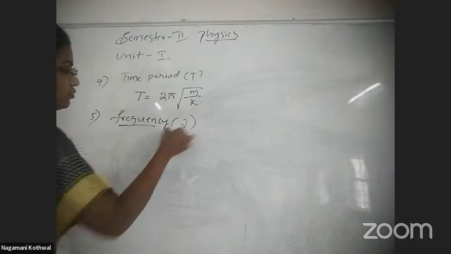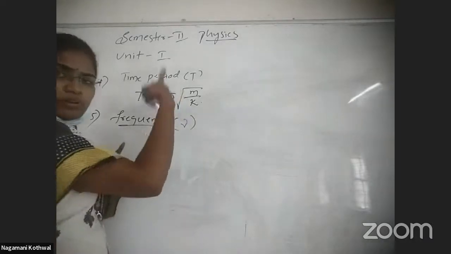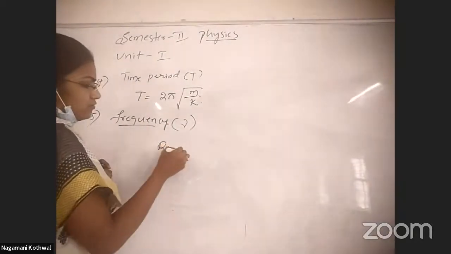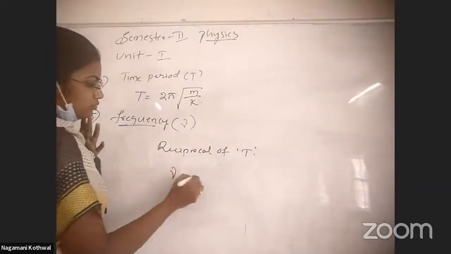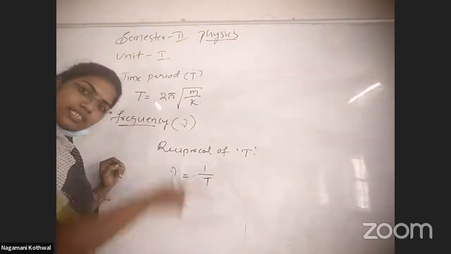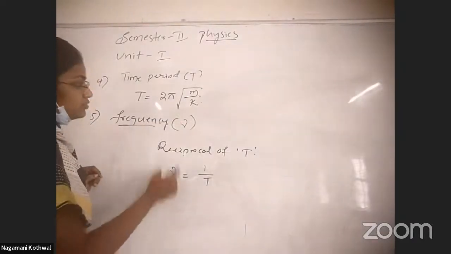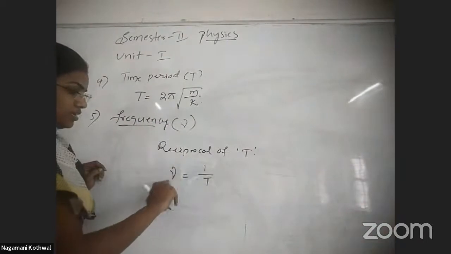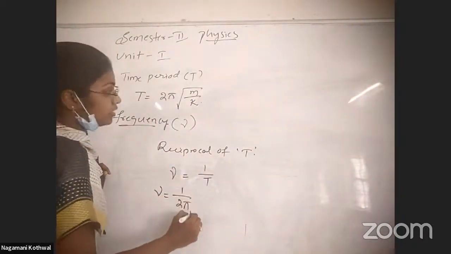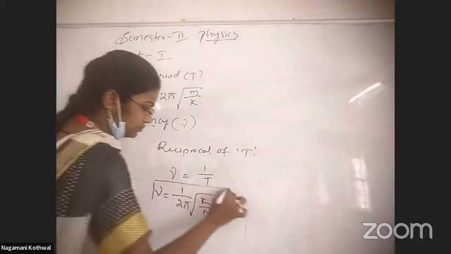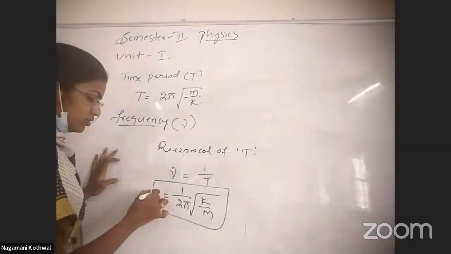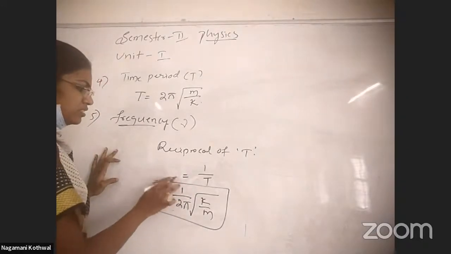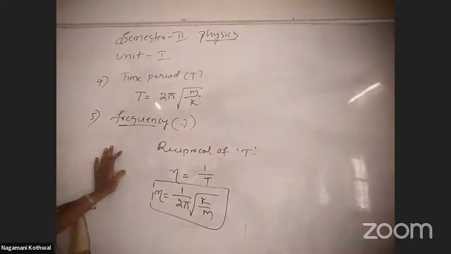The last characteristic is frequency. Generally, frequency is the reciprocal of time period. That means frequency nu is equal to 1 by T. Just taking the reciprocal, you will get the frequency. Time period is 2 pi under root m by k, so frequency is 1 by 2 pi under root k by m. You can write it as nu or eta. Sometimes nu, sometimes eta, there is no issue. Both are considered frequency.